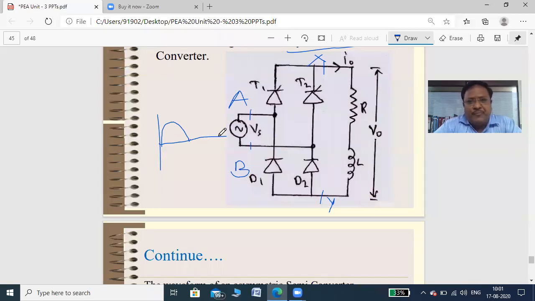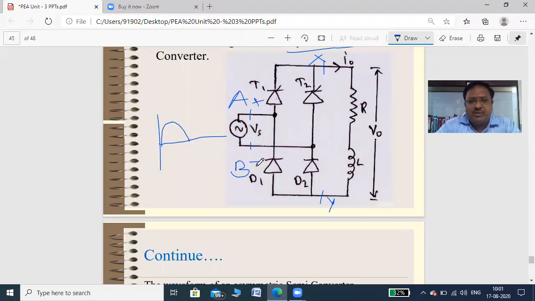Okay. So during the positive half cycle, A is positive with respect to B. If A is positive, T1 is in forward bias condition. At the same time, diode D2 is also in a forward bias condition. T1 forward bias, D2 forward bias. T2 and D1 remain in reverse bias condition, right? Because A is positive, the anode of thyristor T1 is forward biased. The same positive voltage is applied to the cathode of D1, so D1 is reverse biased.